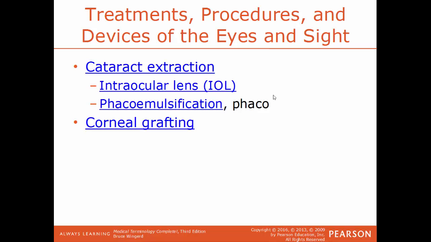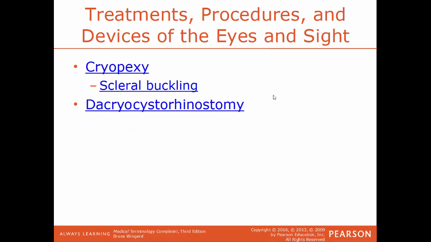This is taking the cornea of a healthy eye, usually from someone who has died, and transplanting it into someone who has a diseased cornea. Cryopexy. This is a procedure that's used to reattach a retina or to prevent the retina from becoming detached. You use very intense cold to help fix tears within the retina.